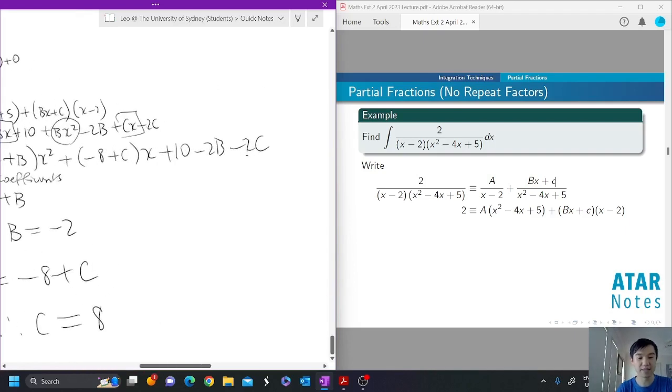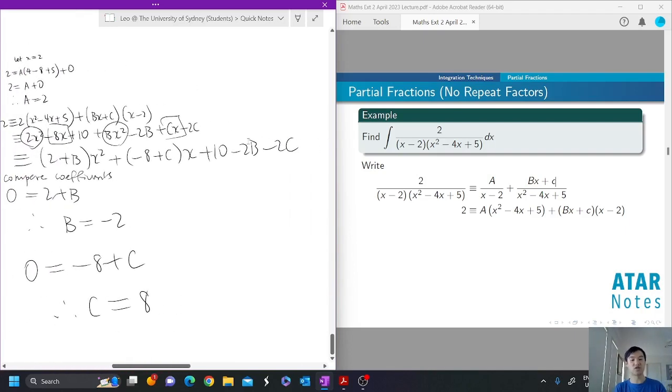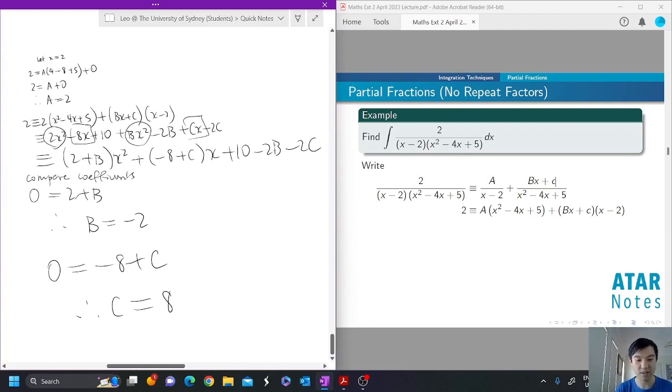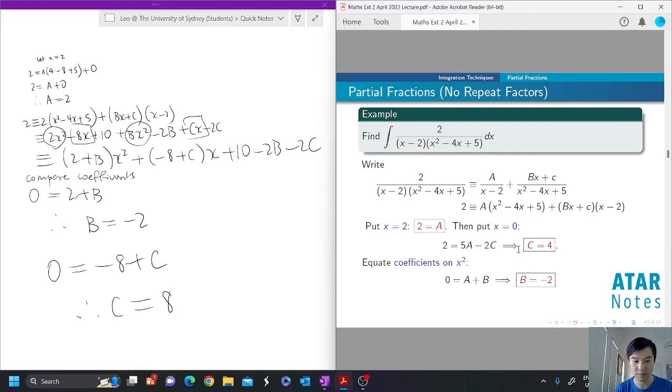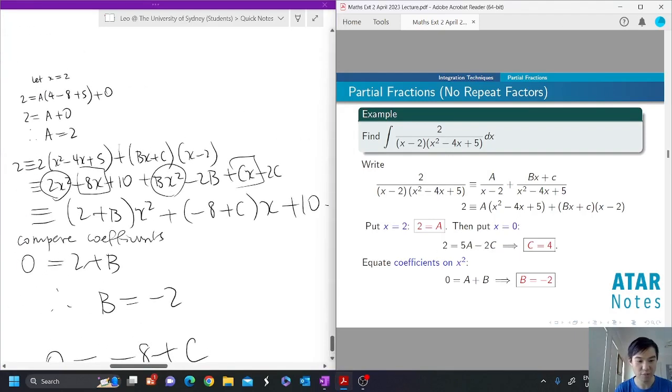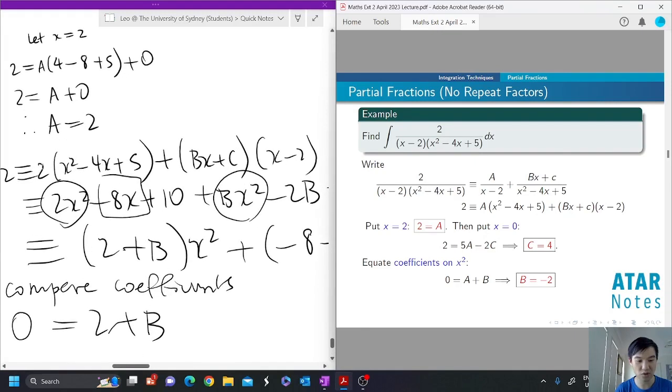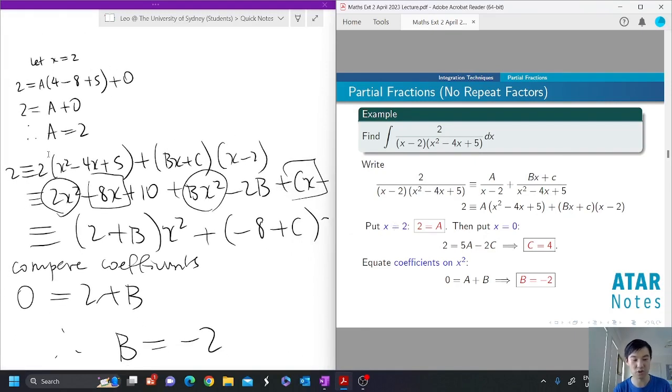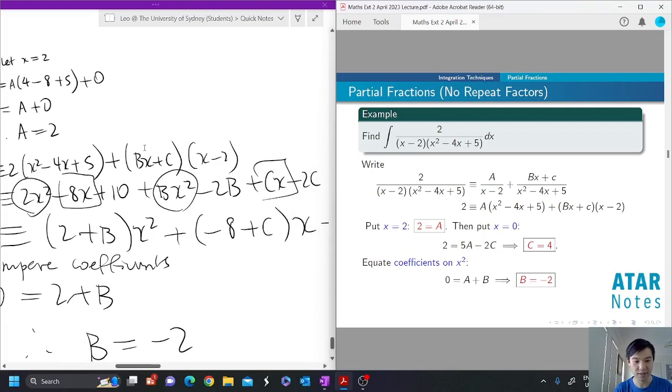And you can also compare the constant term with 2 and double check if it's right. So 10 minus 2 times minus 2 minus 2 times 8 gives you minus 2. So let me just double check I did the right thing. So we know that a is equal to 2. So 2x squared minus 8x plus 10 plus bx squared minus 2b plus cx minus 2c.